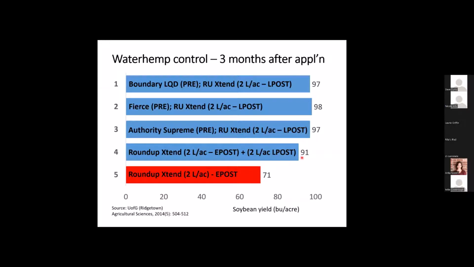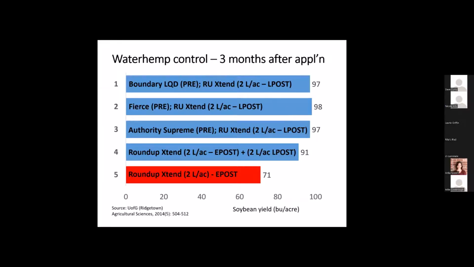To get us over 90% control, we either need to add that herbicide twice, right? An early post-application and a late post-application, or as we see at the top here, we either add a soil-applied herbicide like either Boundary, Fierce, or Authority Supreme, and then come back later post with another residual herbicide, in this case, Roundup Extend. And so that maximizes control.